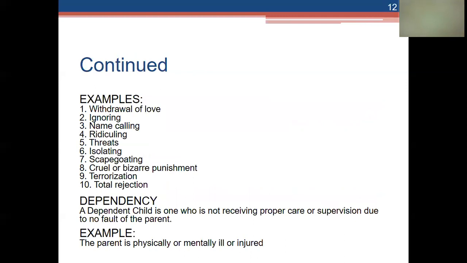A dependent child is one who is not receiving proper care or supervision due to no fault of the parent. The parent is physically or mentally ill or injured.